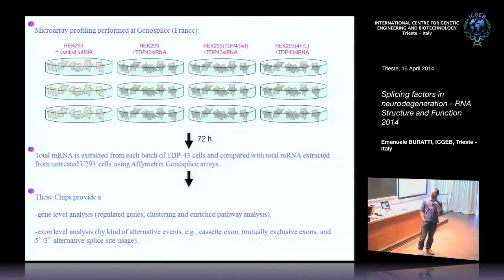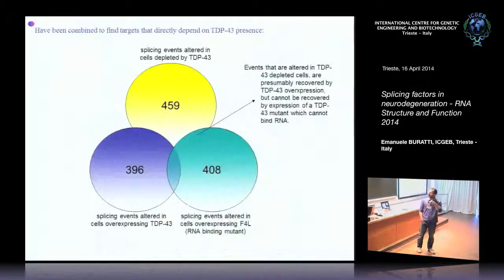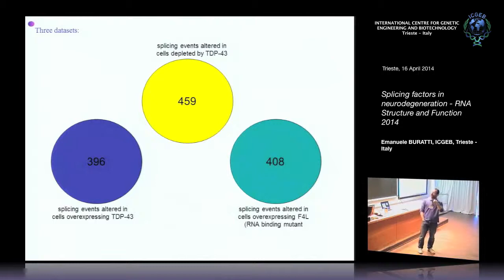Because we had many tools at our disposal, we tried to do something a bit more sophisticated than simply knocking down the protein and seeing what the changes are. So we did knock down the protein in normal cells, but we also had stable cell lines where the protein expression could be recovered, but instead of expressing a wild-type Tdp-43, it was expressing a Tdp-43 that cannot bind RNA. And why did we use this mutant? Because basically, what we wanted to have was 3 data sets that could all be compared to the normal situation.